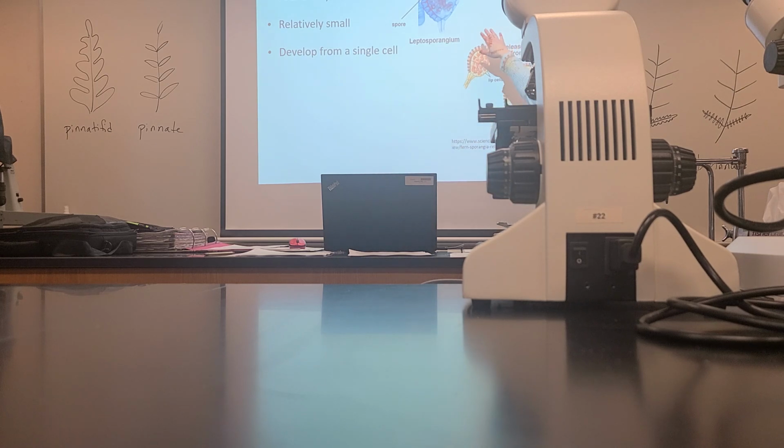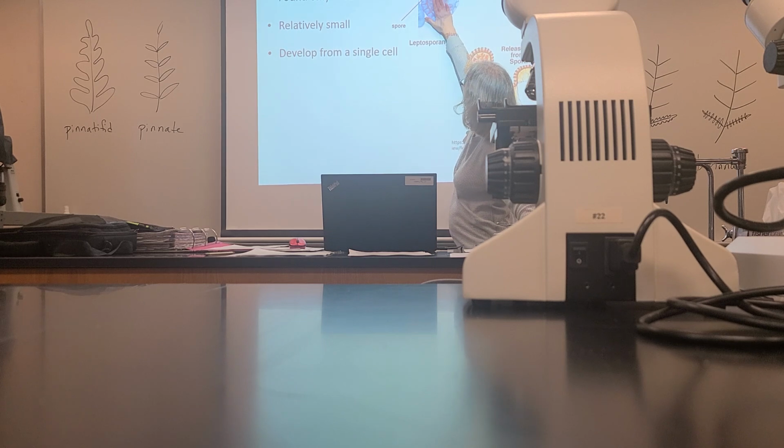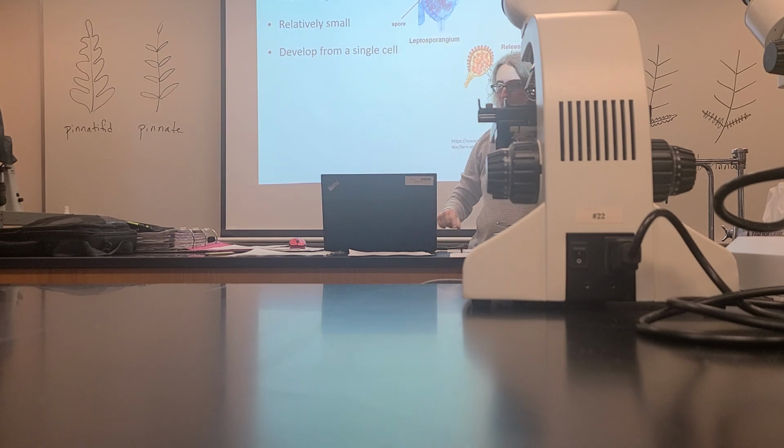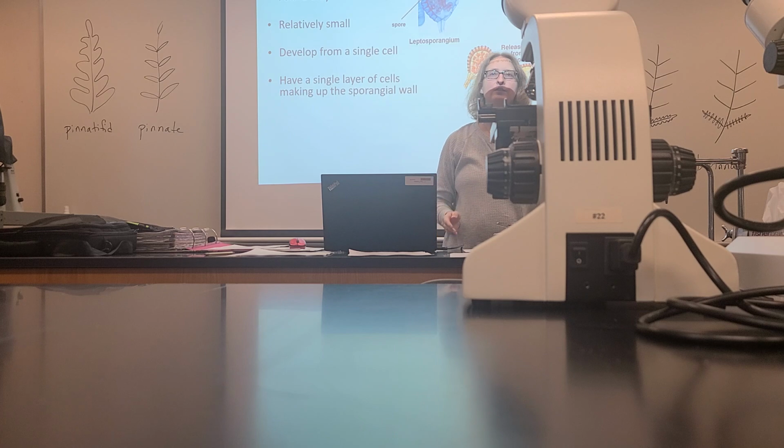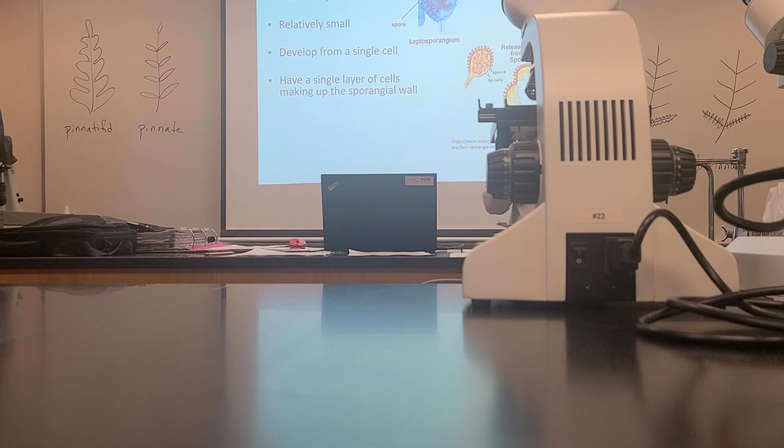And this is kind of what it looks like right here. You can actually see that the wall of the sporangia right here is thin enough you can actually see the spores inside. And that's because the sporangial wall is only one cell layer thick, and that's it.